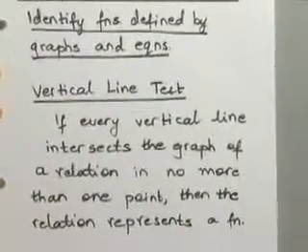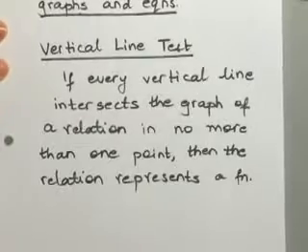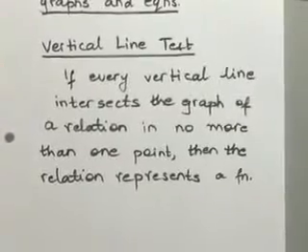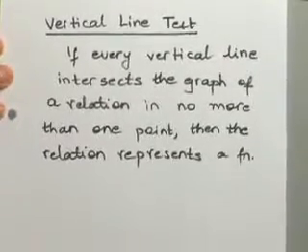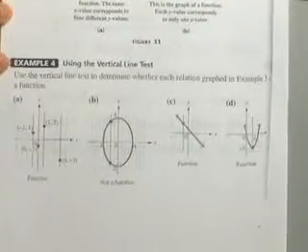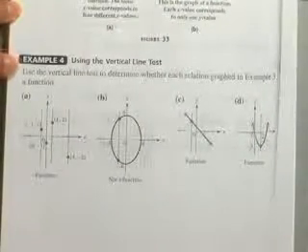So the idea is when you draw a vertical line through a graph, it should intersect at only one point for that relation to be a function. If it intersects at more than one point, then it is not a function, it is only a relation. Let's look at some examples here. Let's look at this one here. You can see that we're using the vertical line test in these examples.